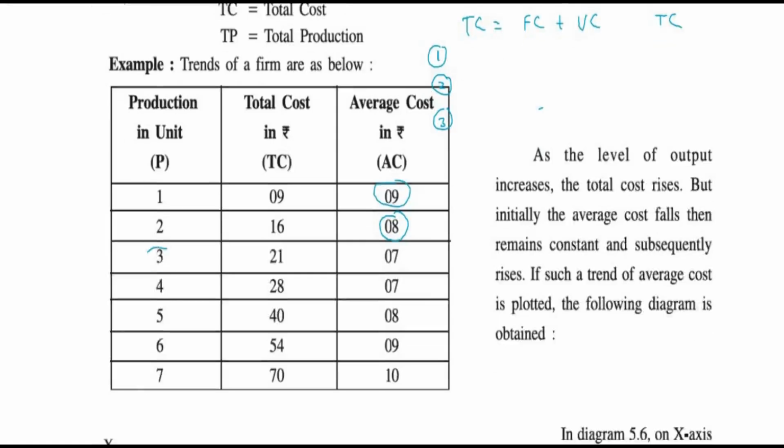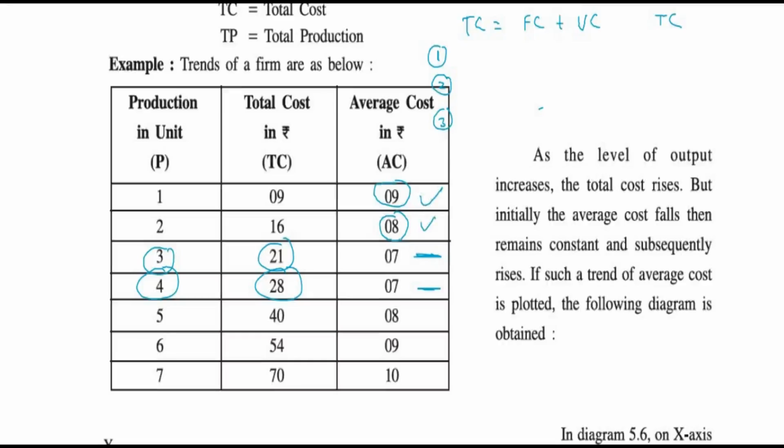At 3 units, the cost is 21. So the average cost is 7 rupees. At 4 units, the cost is 28. So average cost is 28 by 4, it is 7. So you see, it goes from 9 to 8 to 7. Now again, it will be 7.